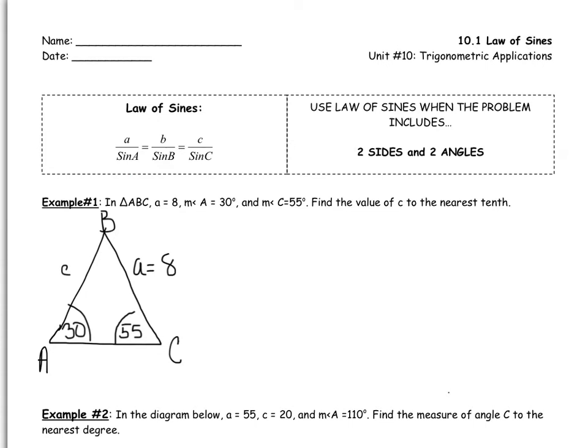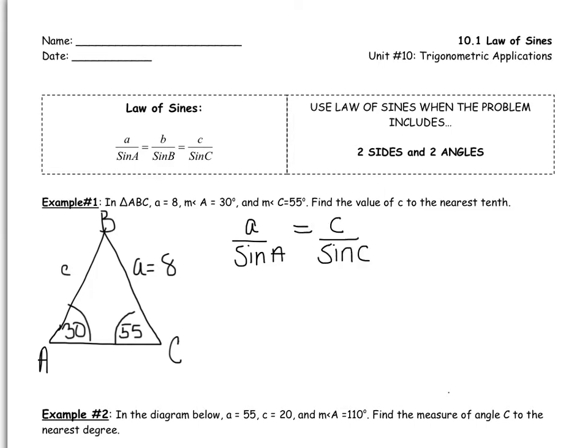Basically, you can set any two pieces of this equation equal to each other. So if you have A and B, you can use these parts. If you have A and C, you can set these two equal. If you have B and C, you could set those two equal. So what do I have in the problem here? I have A and I have C. So let's go ahead and write the formula that we're going to use. A over sine of A is equal to C over sine of C.